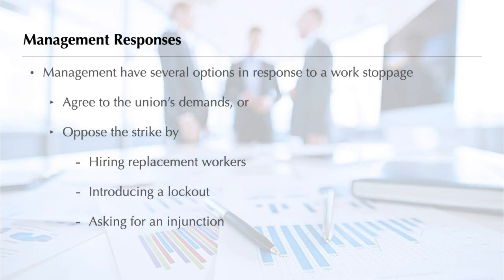Suppose that the dispatchers at the local police department go on strike. How will the city government respond to the strike? Officials might agree to the demands of the dispatchers' union. On the other hand, they might oppose the strike. 3 common management actions are hiring replacement workers, introducing a lockout, and asking for an injunction.